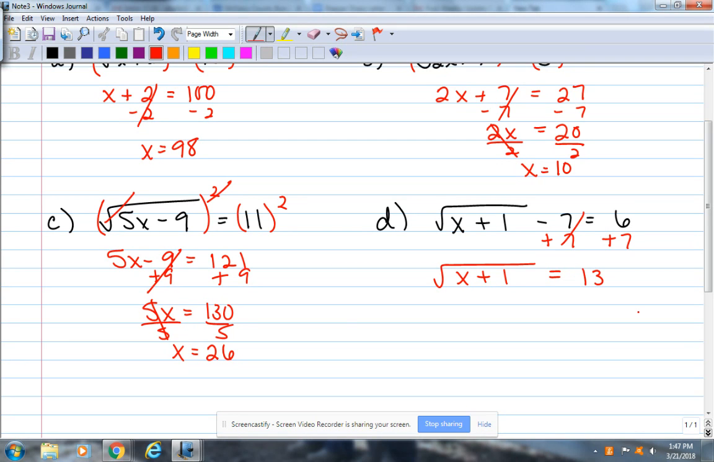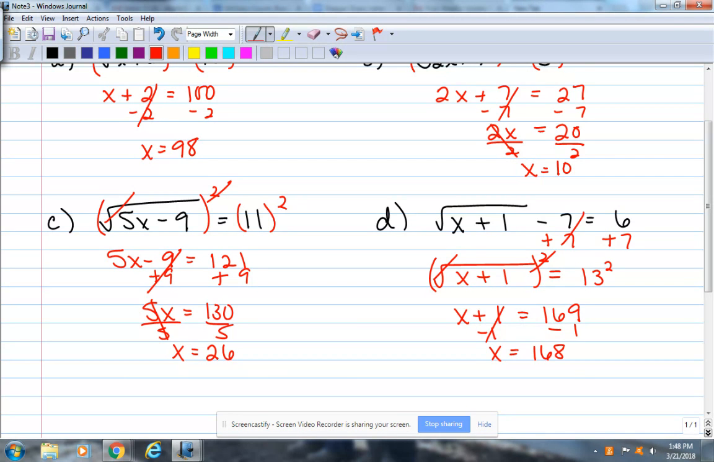And then you can do what? Then after the radical's by itself, then you can square both sides. Cancel, cancel. X plus 1 equals what? What's 13 squared? 169. Now what do we do? And what's 169 minus 1? 168. That makes sense?